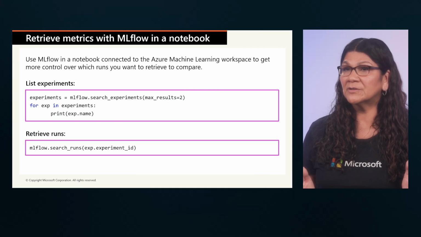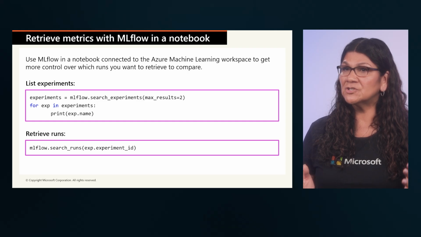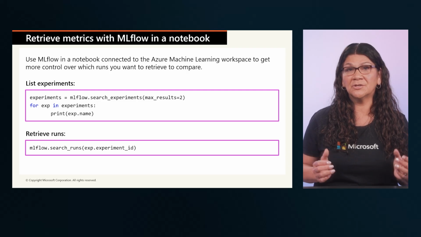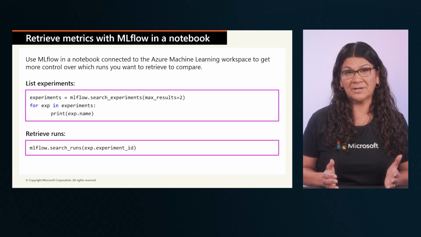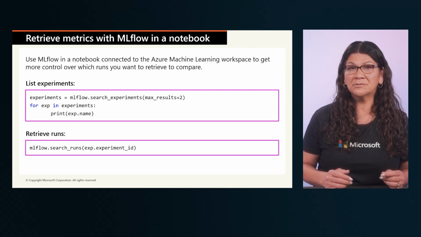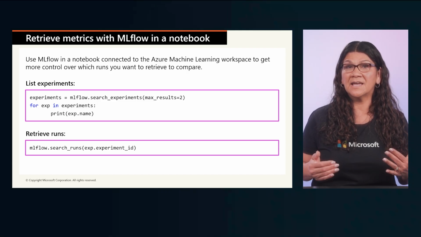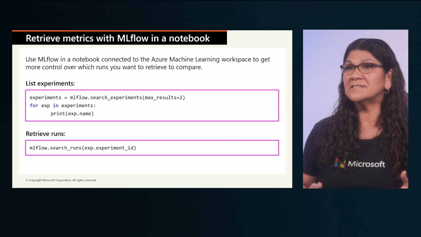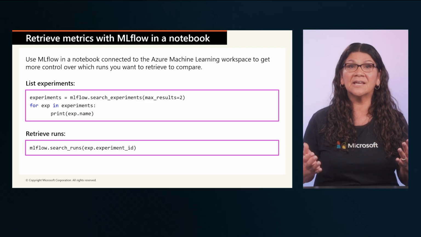Here we see how to retrieve and analyze MLflow experiment results directly from a notebook connected to an Azure Machine Learning workspace. Instead of only browsing runs in the Studio UI, MLflow lets you query experiments programmatically. For example, mlflow.search_experiments returns available experiments, and mlflow.search_runs gives us the ability to retrieve the runs and their logged metrics so that you can compare these dynamically in code.